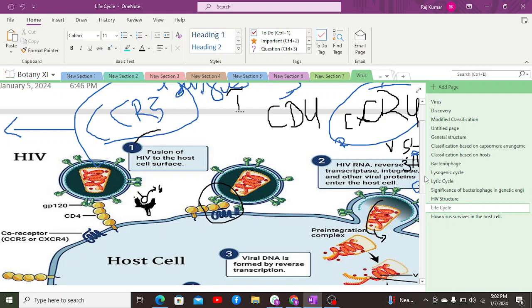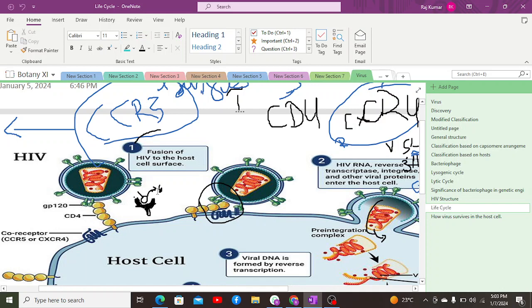The CD4 receptor of the host cell attaches with the GP120 glycoprotein spike of the HIV virus, and this attachment acts like a lock and key model. When the lock and key model is attached and a complex is formed, that complex tends to move aside. As the complex turns aside, it causes the HIV virus's lipid bilayer to fuse with the host cell's lipid bilayer, which is the second stage, the fusion stage.